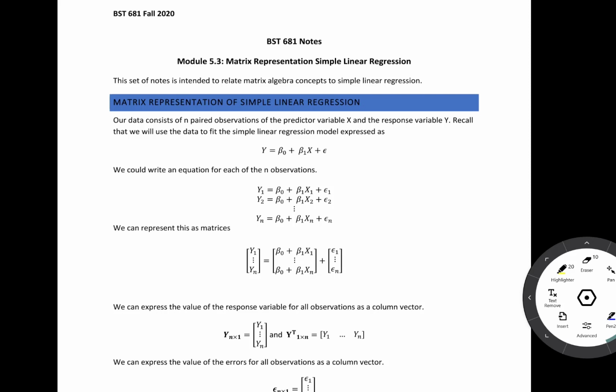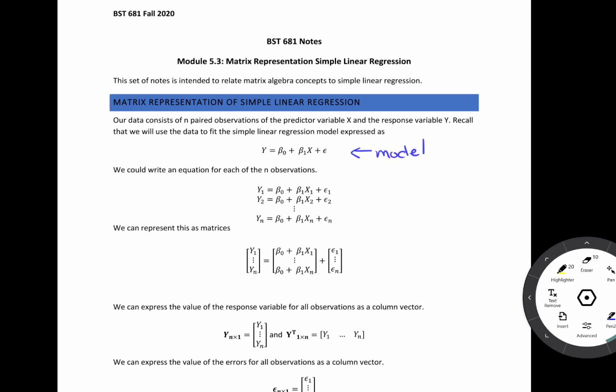In this set of notes, we're going to relate what we learned in the previous note set about matrix algebra to how this applies to simple linear regression. So recall that our data is going to consist of n paired observations of the predictor variable x and the response variable y. And further, recall that we're going to use the data to fit the simple linear regression model. And so notice here I do have the model.